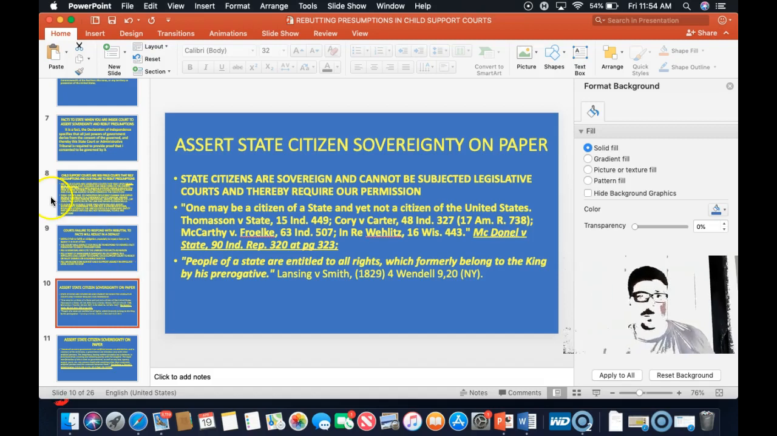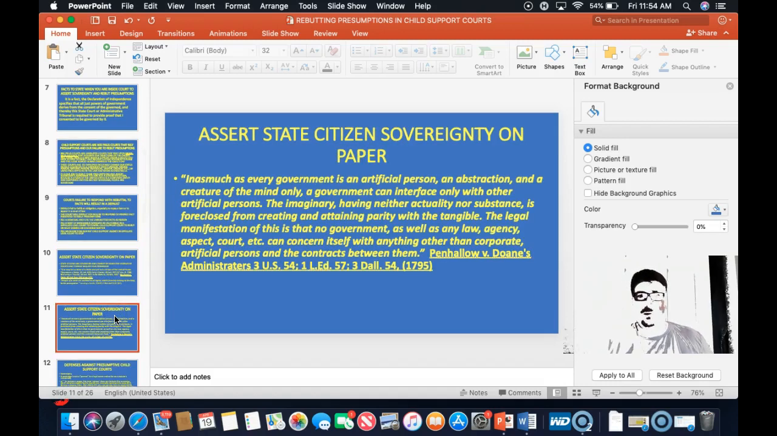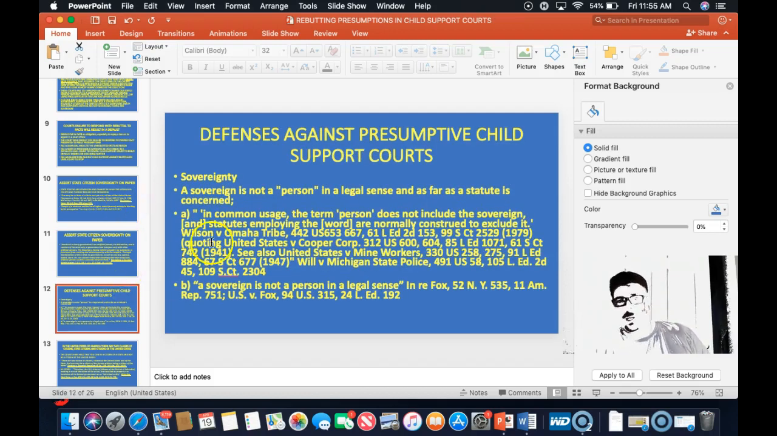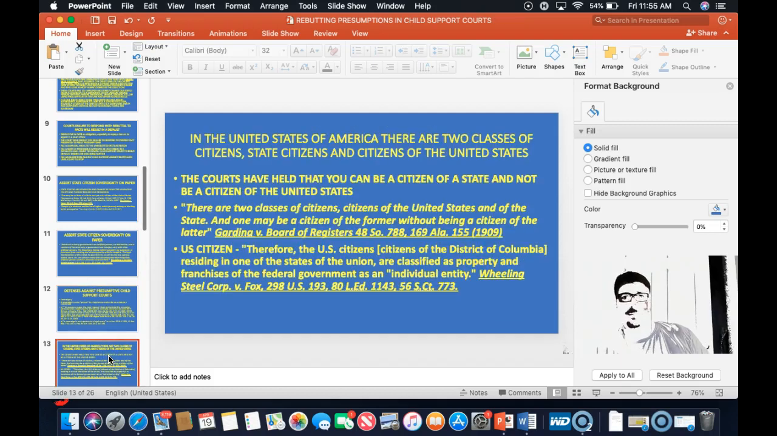All right, these are the case laws for state citizens, sovereign citizens. We're going to move on. You can look it up. Another good case, look it up. Inasmuch as the government is an artificial person, that's why I love when you try to sue the government, they claim they're sovereign. They're not. It's funny how they're sovereign, but we're not. This is another case law you can look at. The two classes of citizens, there are the case laws. And listen, I'm providing you this so you can add it to your paperwork.